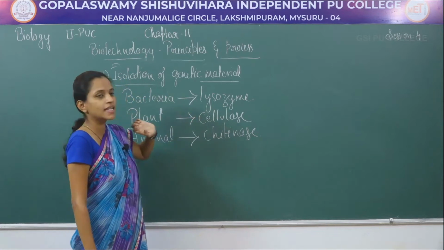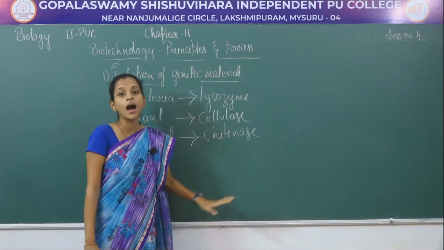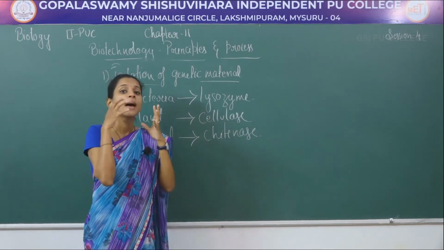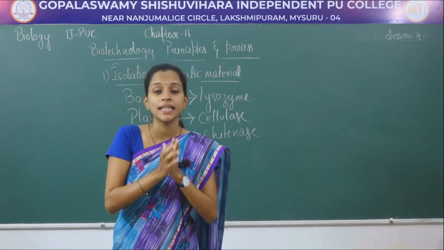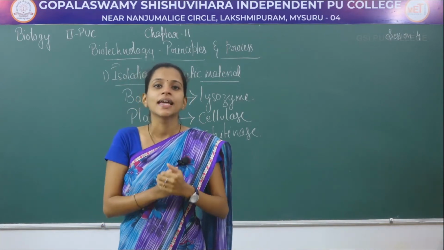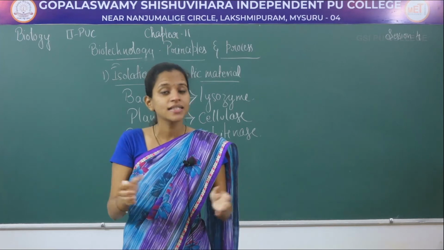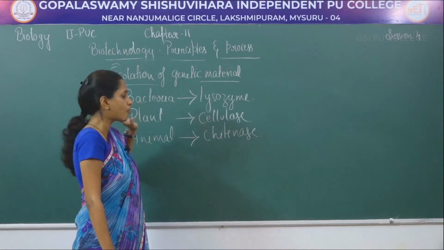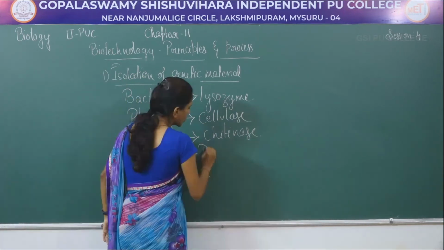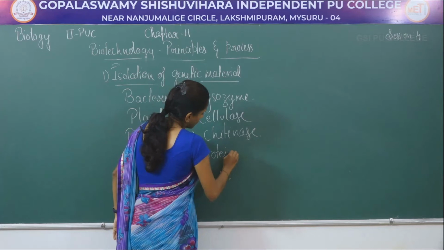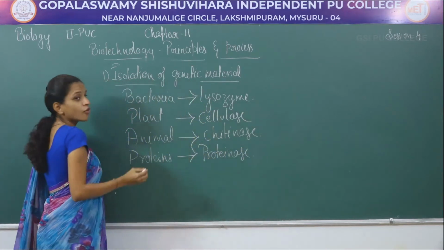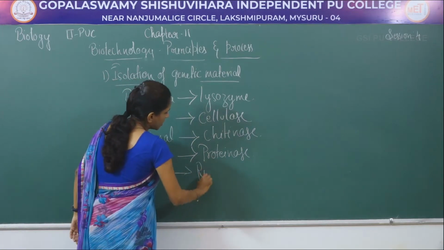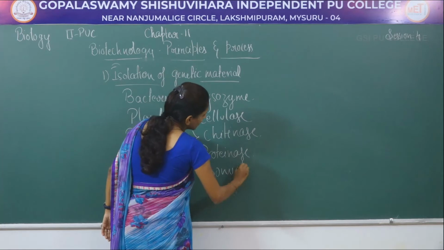Now, in these three methods we have only broken the outer wall of the cell, but it is not enough because there are different macromolecules present within the cell, like proteins, carbohydrates, and RNAs. All these should be removed if we want a pure form of DNA. So, for proteins it will be proteinases, and for RNA it will be ribonucleases.